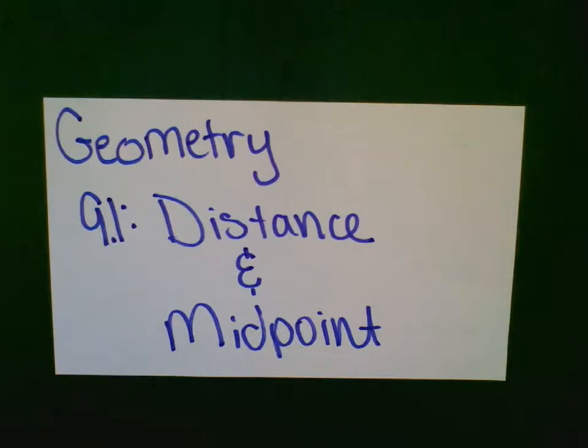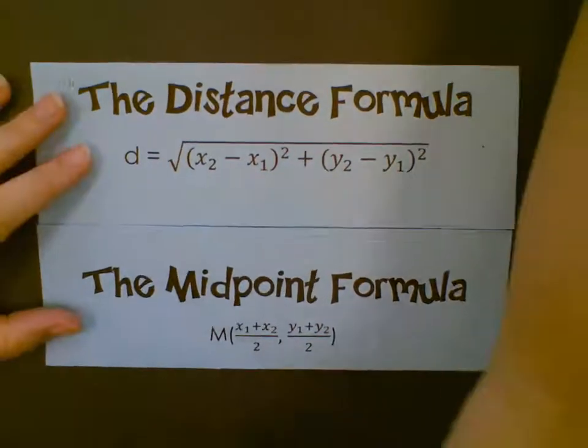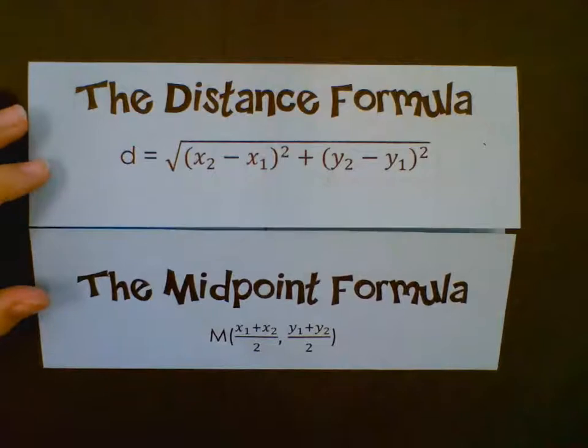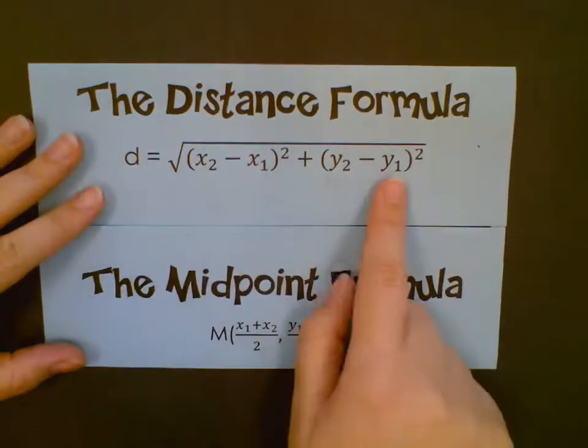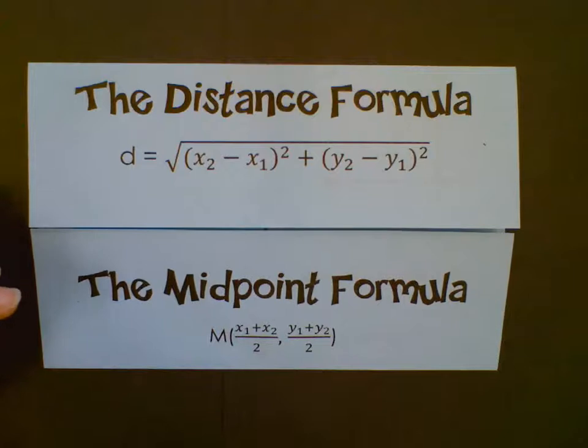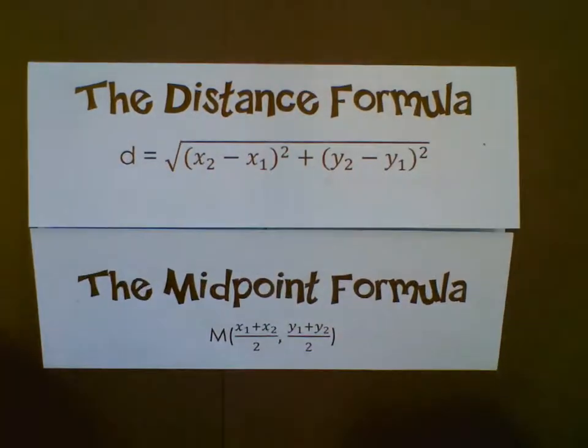Hi everyone, in this video we're learning about the distance and midpoint formula, and those formulas are printed on the front of your foldable. They're both kind of similar to slope, or at least this one's kind of similar to the slope, and sort of like the Pythagorean theorem. It all kind of relates together.